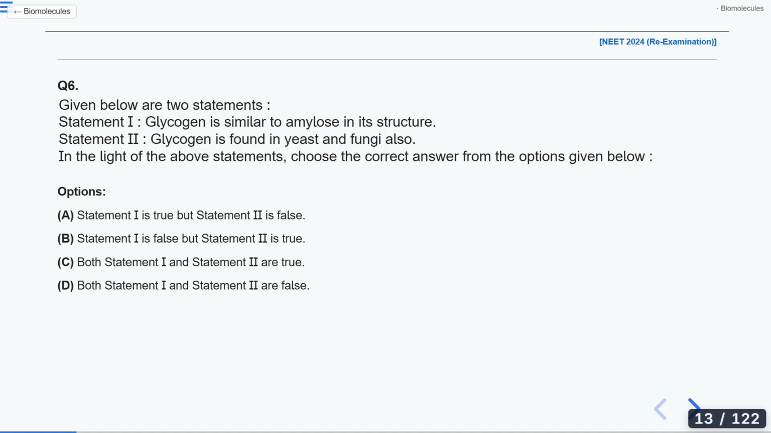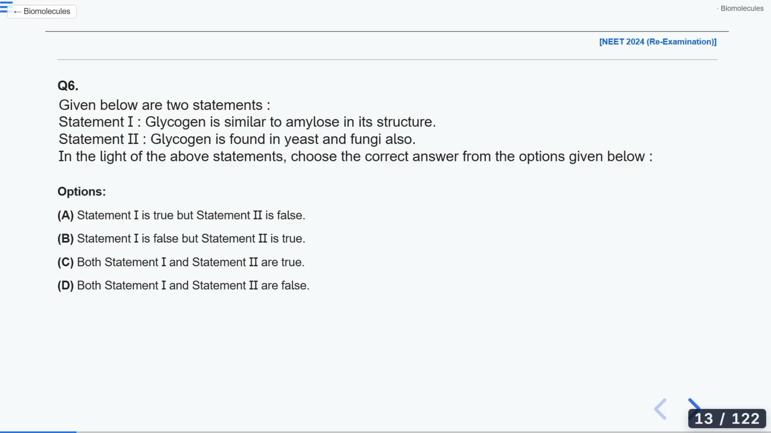So Sangvi is telling A is the correct answer. Mani Bharati is telling A is the correct answer. Selvi is telling B is the correct answer. Surbhi is also telling B is the correct answer. So we have a mixed opinion here. Varsha is telling B, Sasi is telling A. Okay, so we have a debate here. So what do you think?